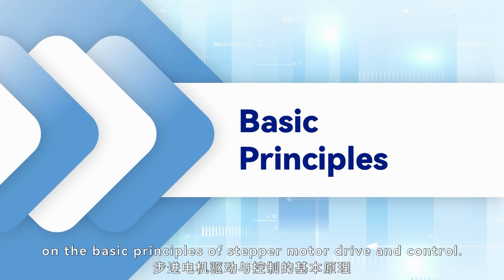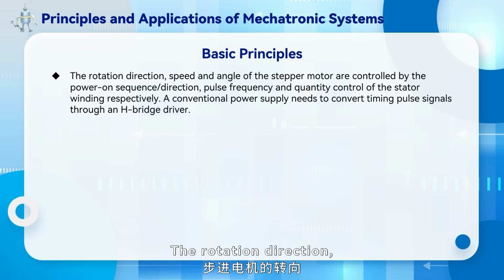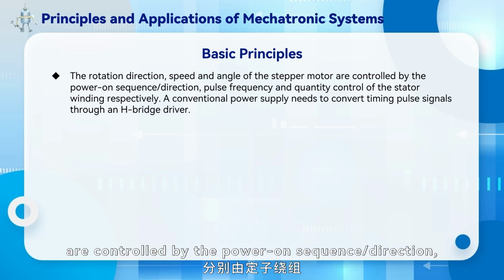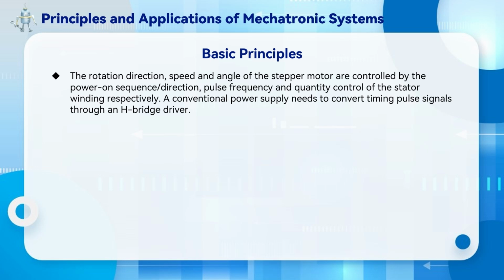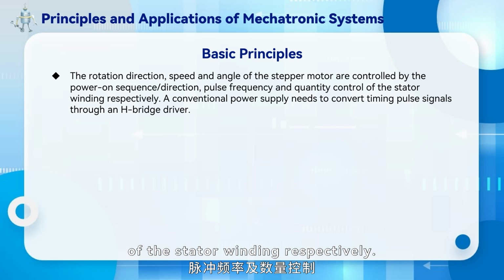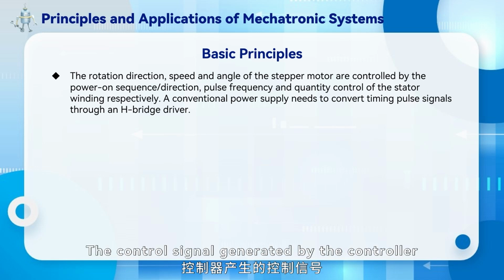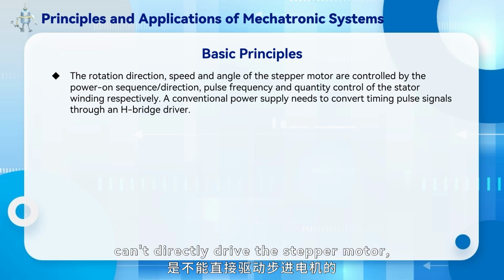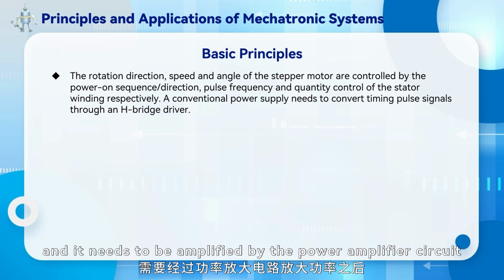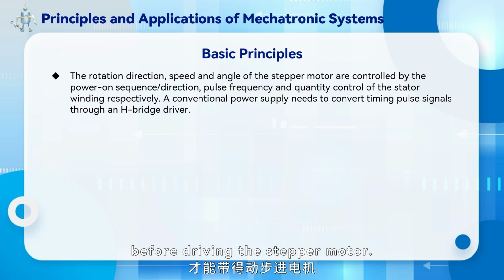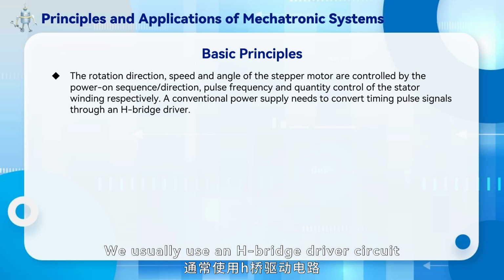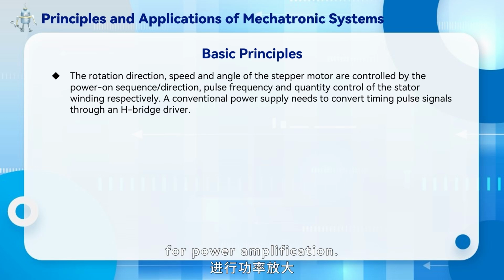First, let's focus on the basic principles of stepper motor drive and control. The rotation direction, speed, and angle of the stepper motor are controlled by the power-on sequence or direction, pulse frequency, and quantity control of the stator winding respectively. The control signal generated by the controller can't directly drive the stepper motor, and it needs to be amplified by the power amplifier circuit before driving the stepper motor. We usually use an H-bridge driver circuit for power amplification.